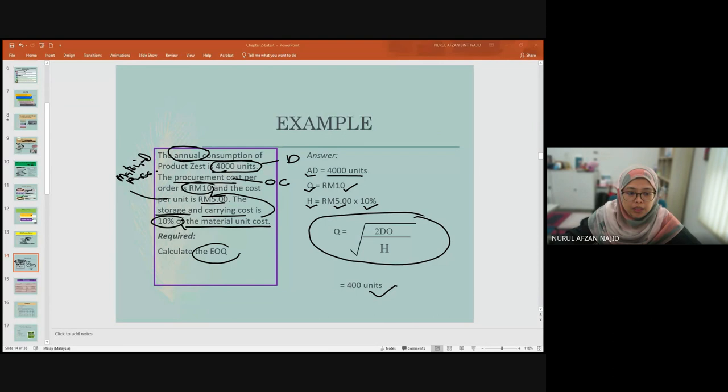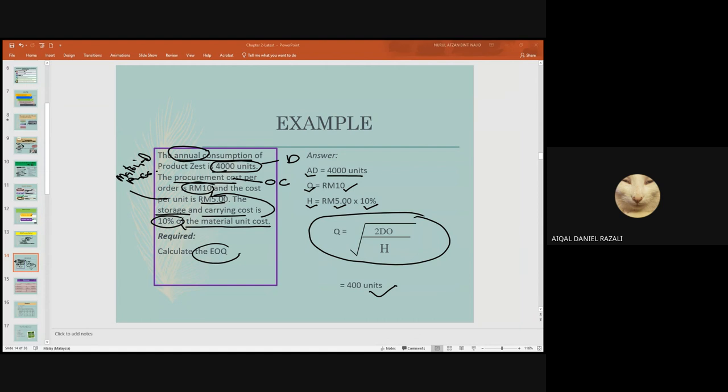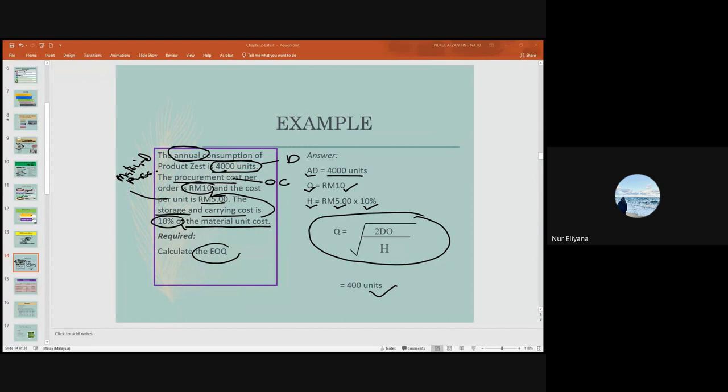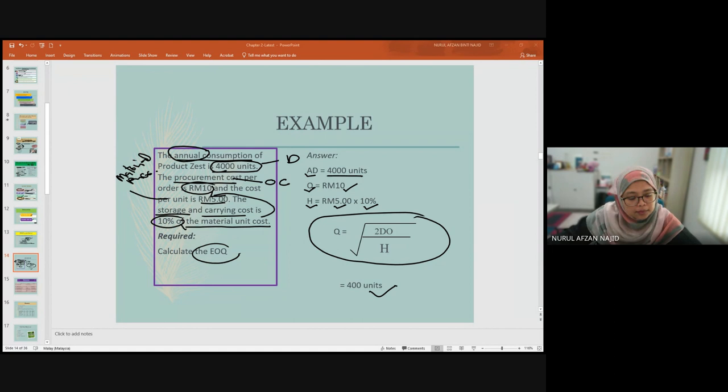Mirza, did you get the figure? Aikal, you tak dapat ke? Dapat. Okay. Mirza, did you get the figure? Mirza mana? Tadi duduk sibuk dalam chat box ni. Tiba madam panggil tak ada pula, ya? Okay, Eliana. Siapa yang tak dapat? Eliana dapat. Siapa yang tak dapat, angkat tangan. Yang dapat, bagi reaction. Thumbs up ke?